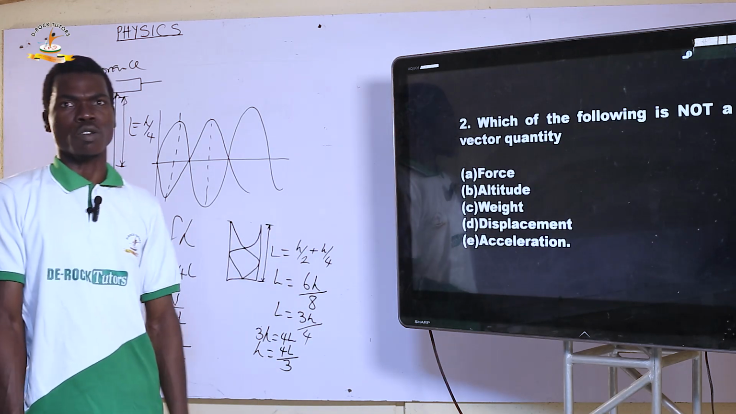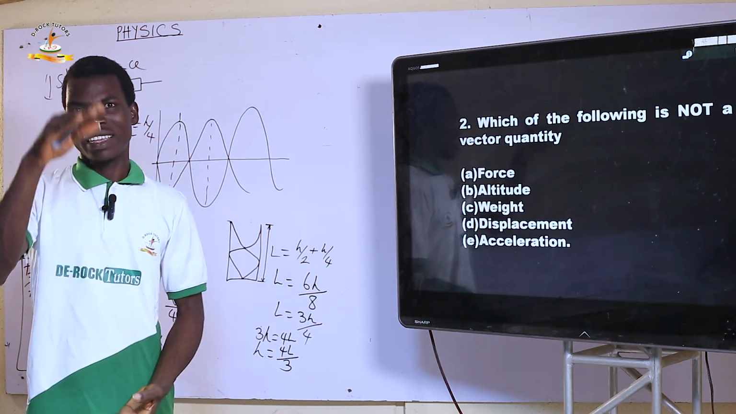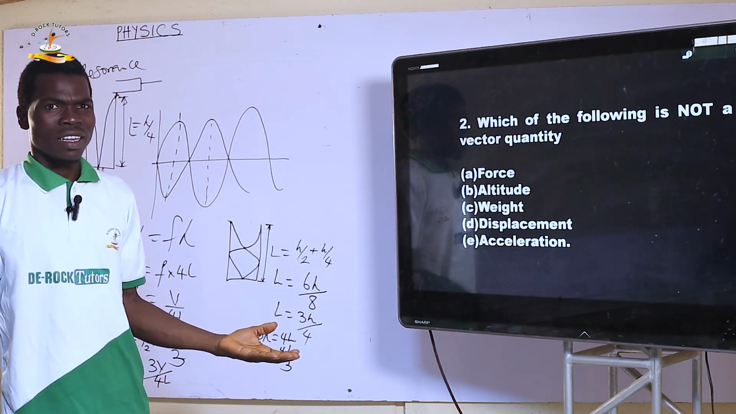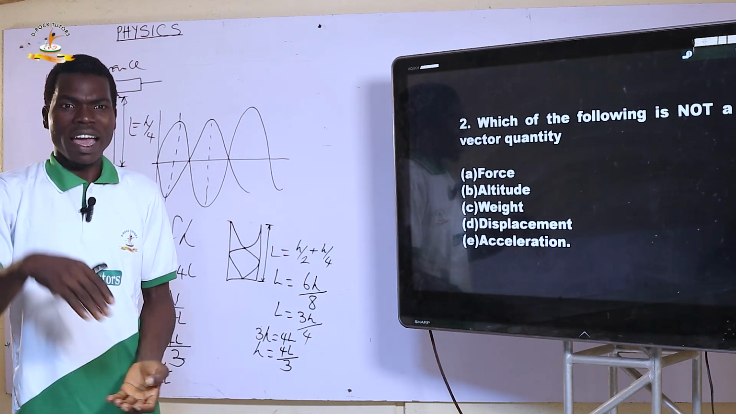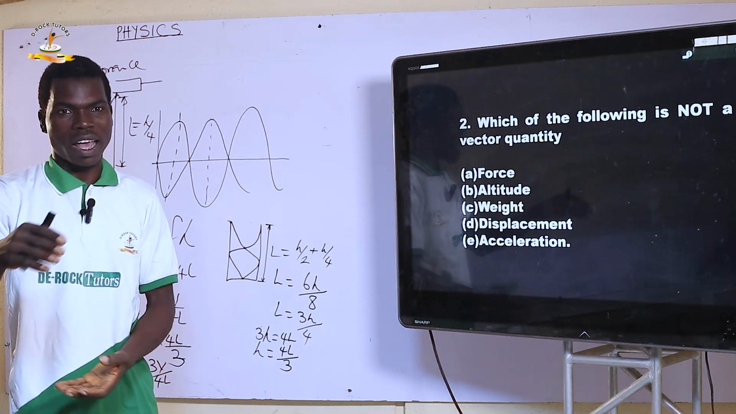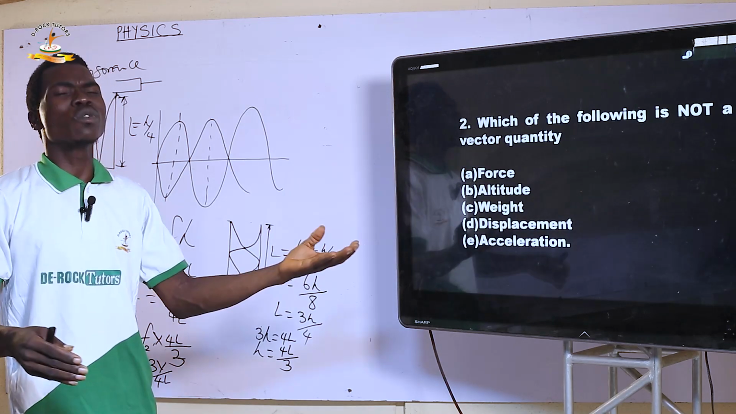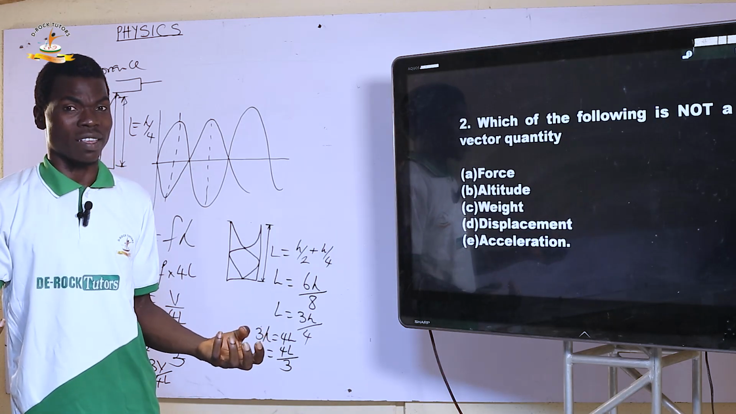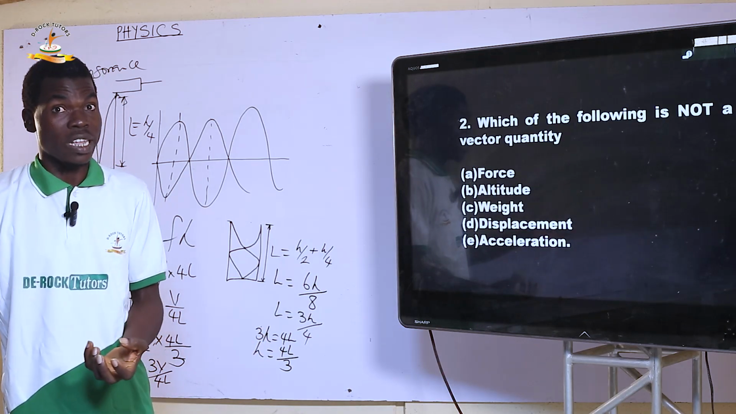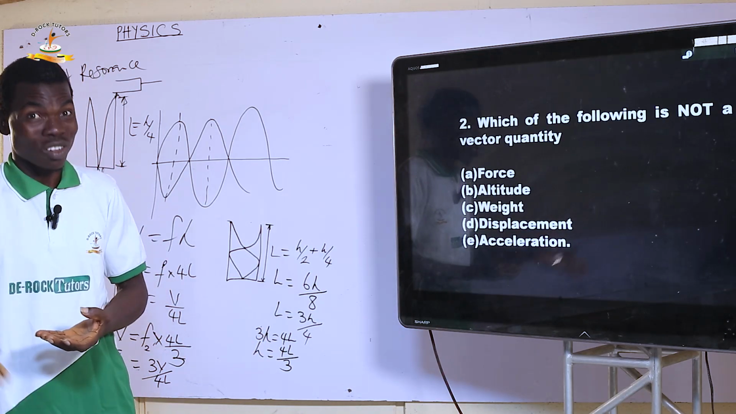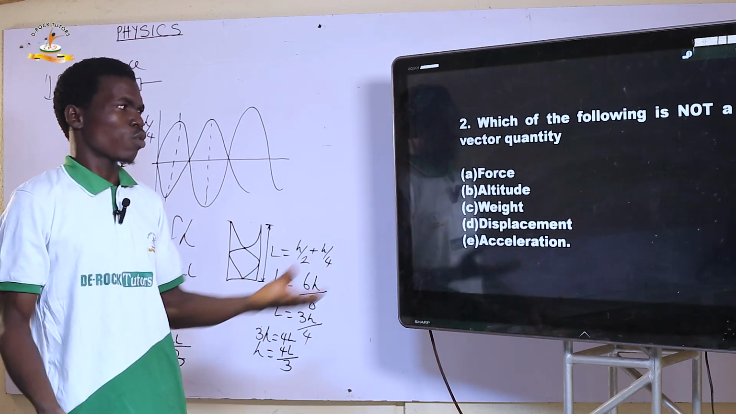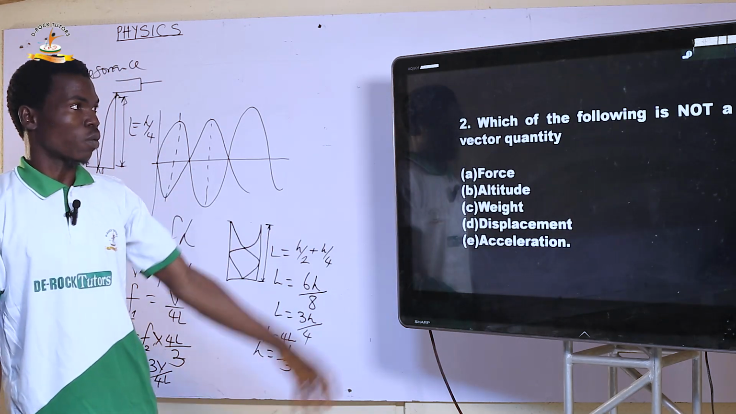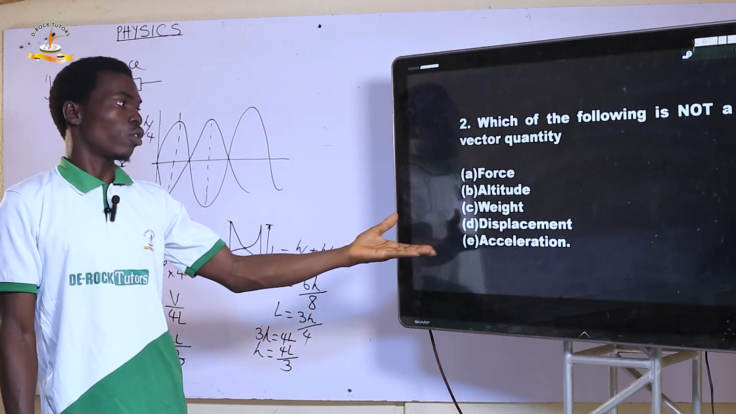Altitude. What is altitude? Altitude means height. So if you are thinking of height, you can only say the height is 3 meters, 4 kilometers, 500 centimeters. You wouldn't tell me the height is 3 meters south. It doesn't really make sense. You say that only if you are talking about displacement. So altitude is obviously not going to be a vector quantity. So it is an option that is correct.